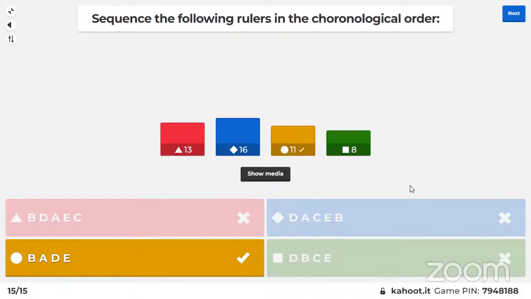All right, so the sequence of the following rulers in chronological order. It is B, A, D, E, which is the correct option. Okay, so we have reached the end of the quiz. We have completed all the 15 questions. So now we'll be moving on to the podium. The podium is a place where you will be able to see who has come in the first 3 spots as well as the runners up. Okay, so moving on to the podium.